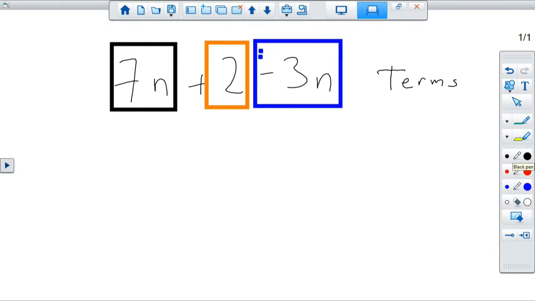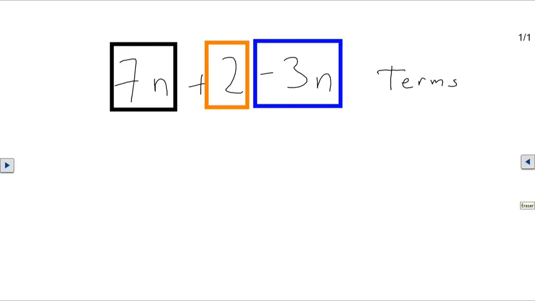Again, we talked a little bit, especially with the distributive property, about that minus sign. We know it acts like a negative, so we have to make sure when we're talking about terms, we're picking up that minus sign in front. So three terms there: 7n is a term, positive 2 is a term, and negative 3n is a term.